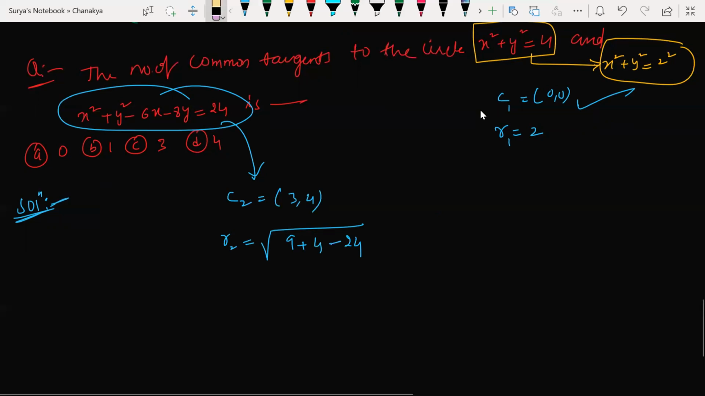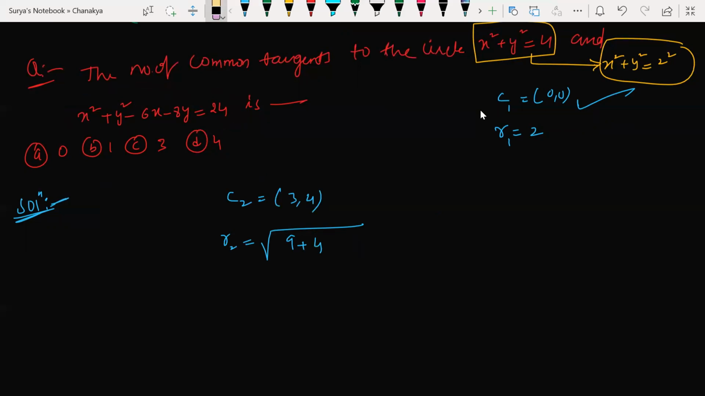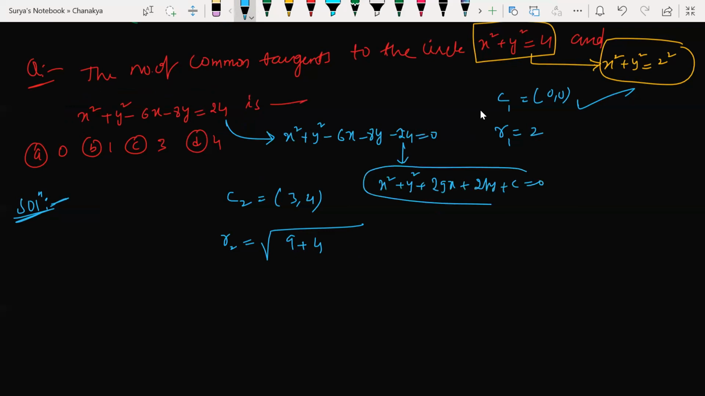Sorry, not minus 24, guys. Plus 24 here. Why? Because look at this. If you write this circle as x square plus y square minus 6x minus 8y minus 24, now if I compare this with x square plus y square plus 2gx plus 2fy plus c is equal to 0, what is the c value? Minus 24 only, right?